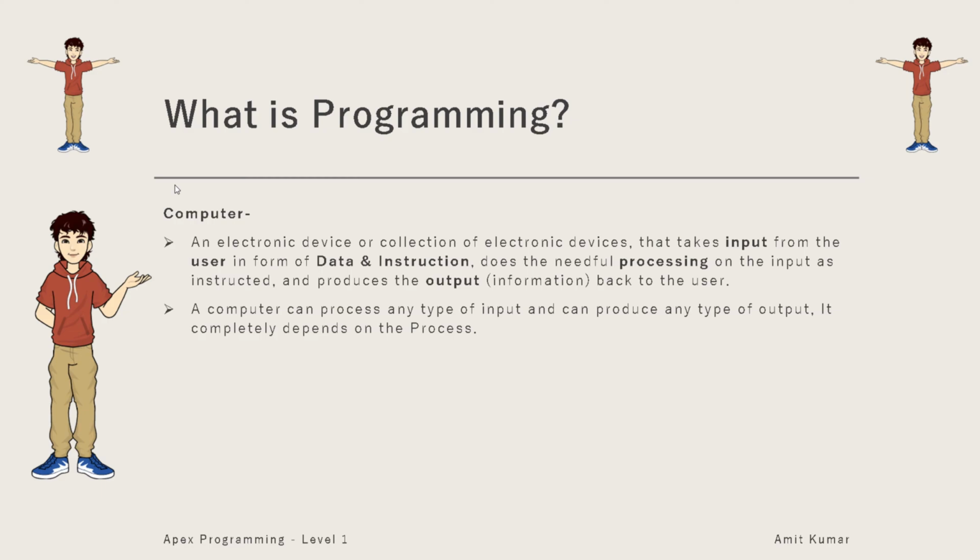So it totally depends on what sort of instruction we have given to the computer and what sort of processing the computer is doing. Now, a computer can perform anything. Anything means anything that can be instructed to it, anything that can be told to the computer, like how to perform that task. If that thing can be instructed, the computer can do it.